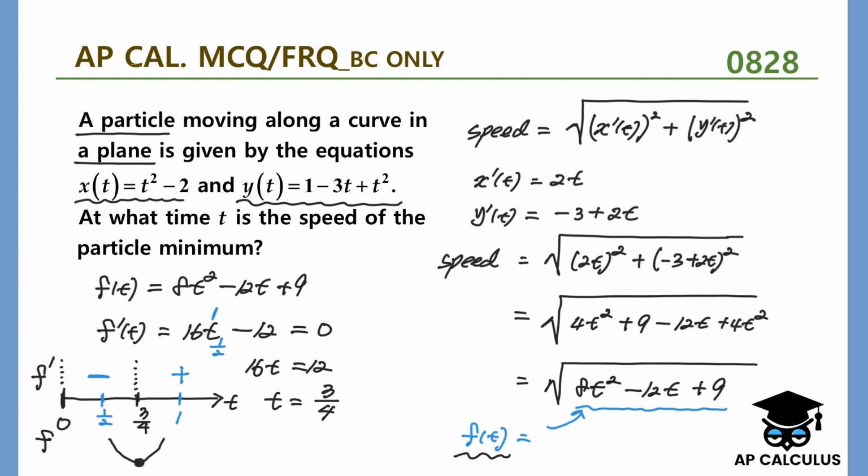So to conclude, f of t is minimum when t is equal to 3 over 4, and when f of t is minimized, then the speed, square root of f of t, is also minimized, right? So the speed of the particle is minimum when t is equal to 3 over 4, all right?